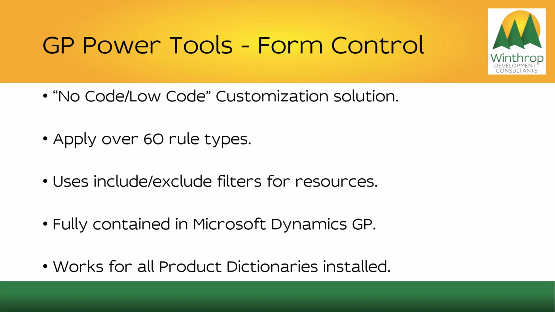The GP Power Tools Form Control module is a low-code, no-code customization solution for Microsoft Dynamics GP. It works by applying up to 60 different types of rules, which give it many features. It uses filters to include and exclude resources such as forms, windows, and fields. It is fully contained within Microsoft Dynamics GP, no external tools are needed, and it works with any product dictionaries installed, so all of the Microsoft add-on products as well as any ISV products installed or customizations that are Dexterity-based.